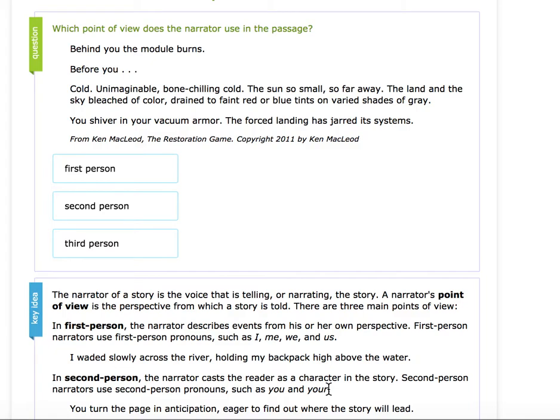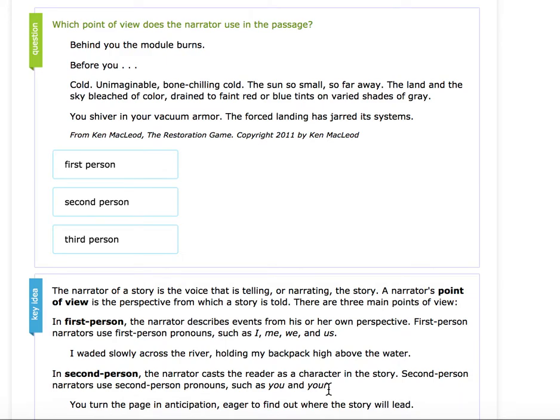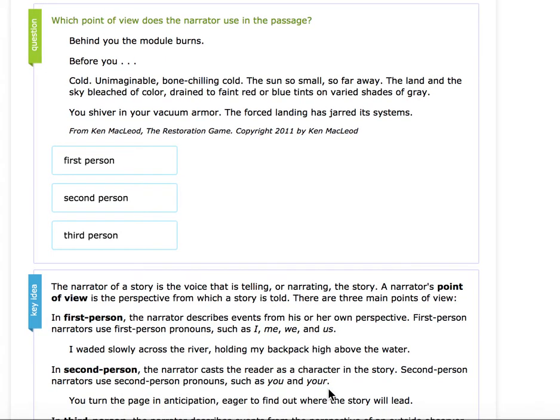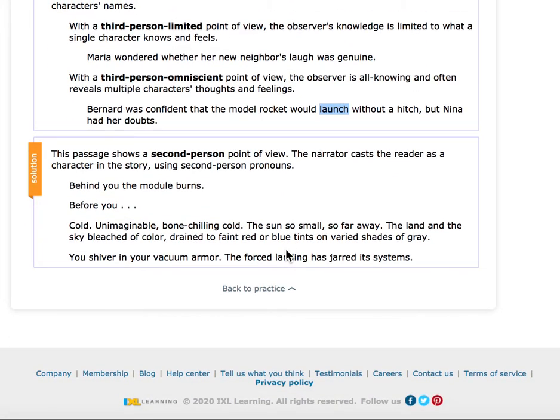I didn't see I, me, we, and us, so I can eliminate first person. I did see you, and I was like a character in this passage. I think second person is right. It also wasn't third person because I, as the reader, wasn't an observer. Yep, this passage shows a second person point of view. The narrator casts the reader as a character in the story. The word you was our clue word in two spaces.